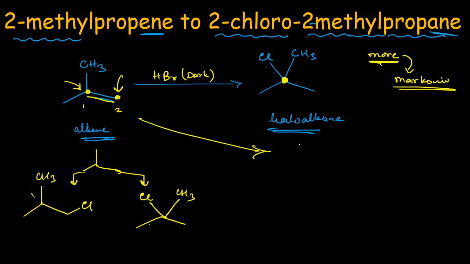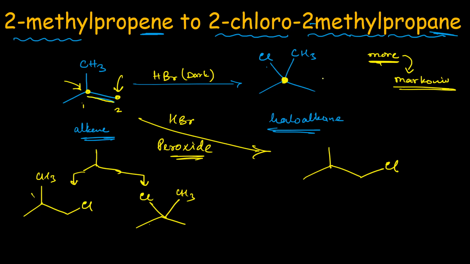Okay. So if we had, let us say, this as the product, then we would have used HBr with peroxide. It will be like less to more. No, it is neutral now. The alkene is neutral. No, we don't have any. Okay. Got it.